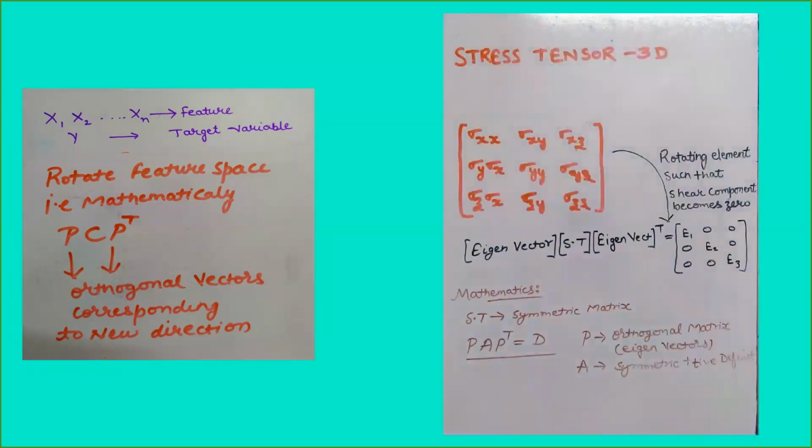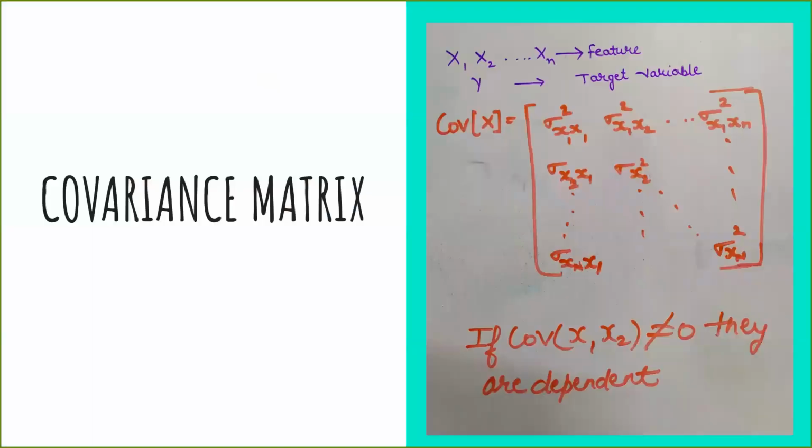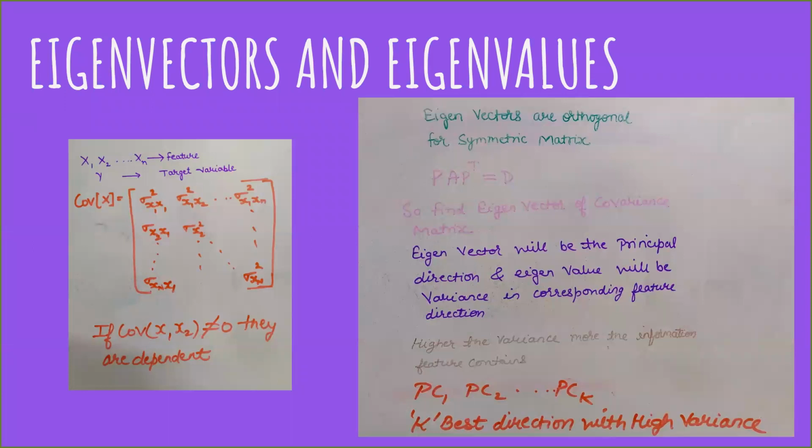So first understand this. We have a stress tensor in 3D, and if I perform eigenvector into stress tensor into eigenvector transpose, it will give me a diagonal matrix where E1, E2, E3 are eigenvalues, and these are the principal components along the eigenvectors, and the convoluted terms xy, yz are zero. Now, in the case of principal component analysis, we just replace this stress tensor with the covariance matrix. How, we can see in the next slide. Just find the covariance matrix, right? Now find the eigenvectors and eigenvalues.